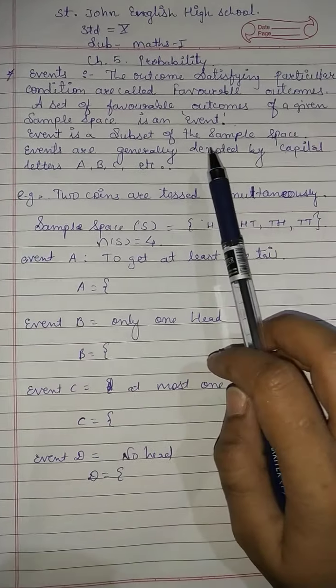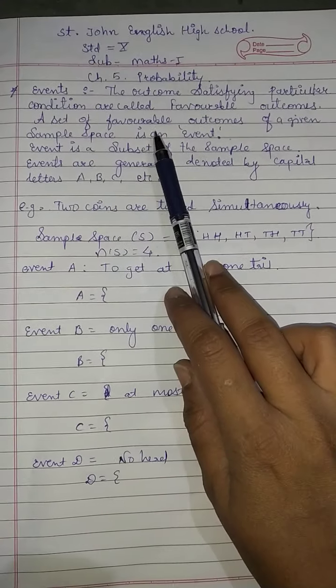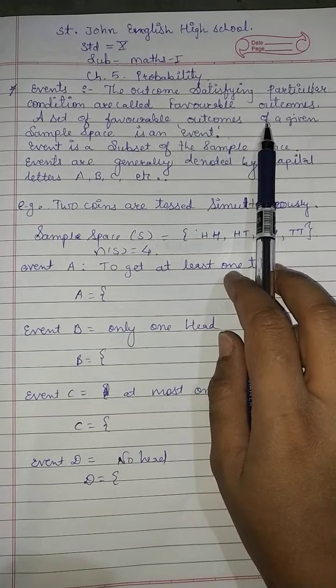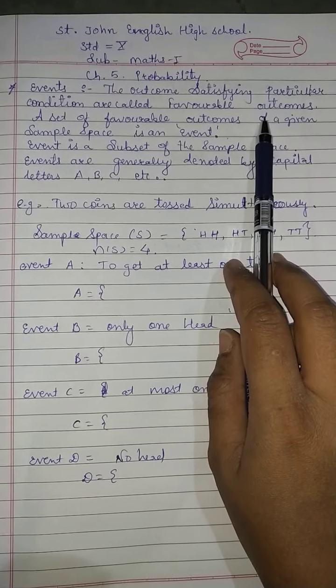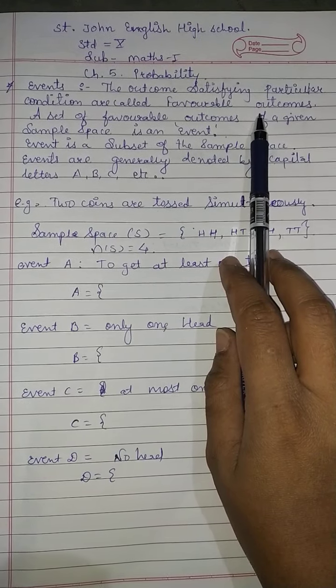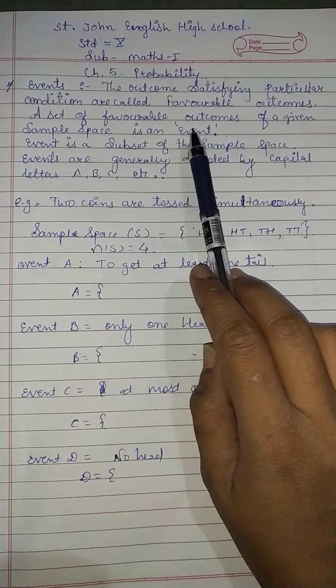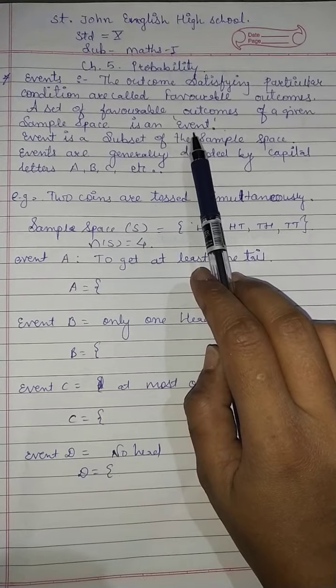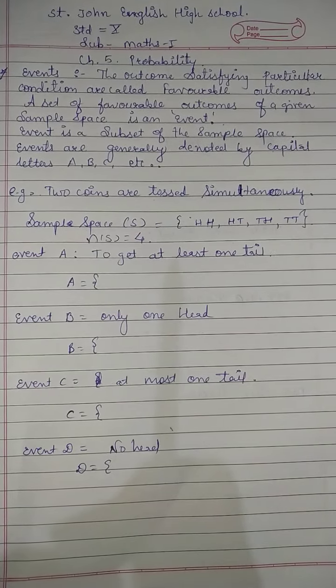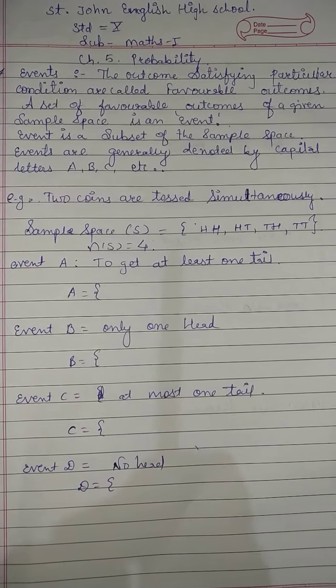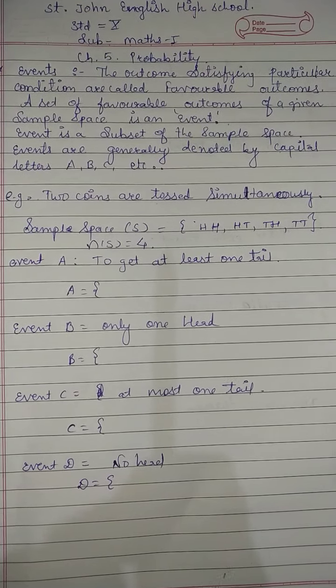So, what is an event? The outcomes satisfying a particular condition are called favorable outcomes. That I have explained: when a particular event is asked of you, some favorable outcomes will be there. A set of favorable outcomes of a given sample space is an event. Okay, an event is a subset of the sample space. Events are generally denoted by capital letters A, B, C.